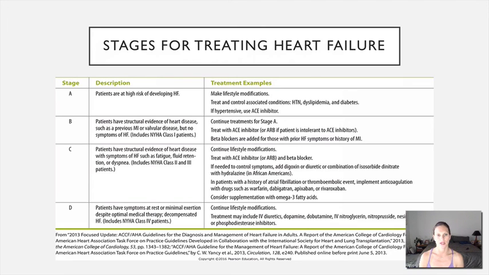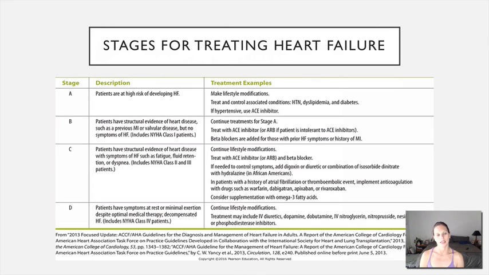Then as we progress to stage C, there's structural evidence of heart disease. That means they're probably having some remodeling, and they have symptoms like fatigue, fluid retention, pulmonary symptoms, etc. So now we're starting to add in some extra drugs. You see maybe another kind of drug for heart failure, which is digoxin, a cardiac glycoside, and we'll talk about it in a moment. Diuretics are often added in here, or some kind of vasodilator.